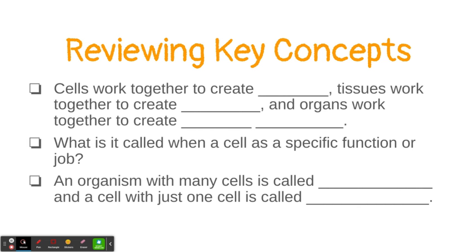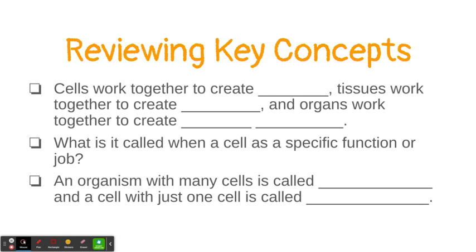Okay, quickly, let's review the concepts. Be sure to write these down in your notes and fill in the blanks. So, cells work together to create blank, tissues work together to create blank, and organs work together to create blank. So fill in those blanks for me.